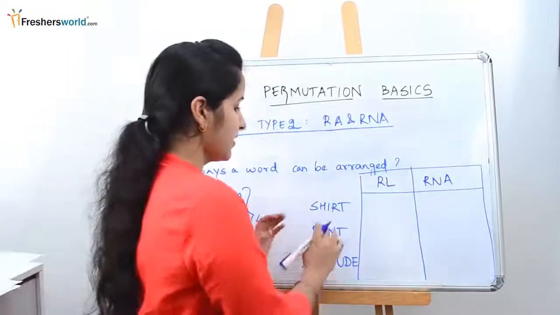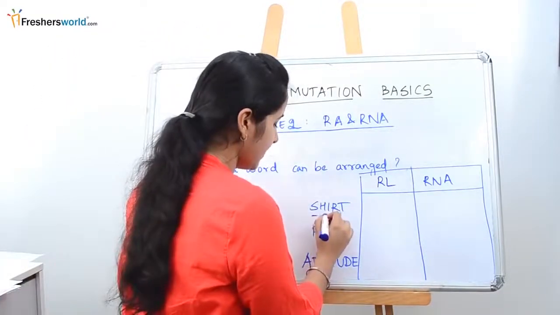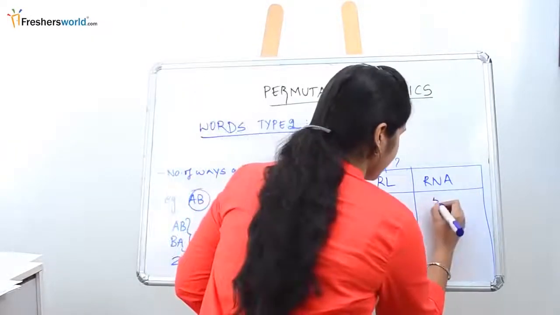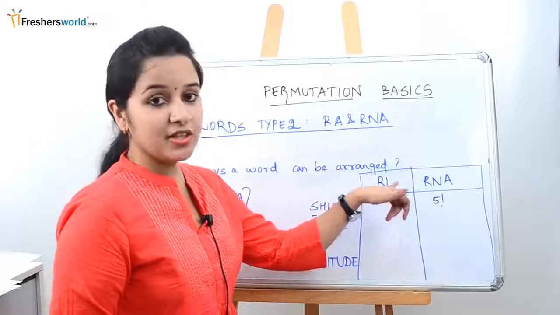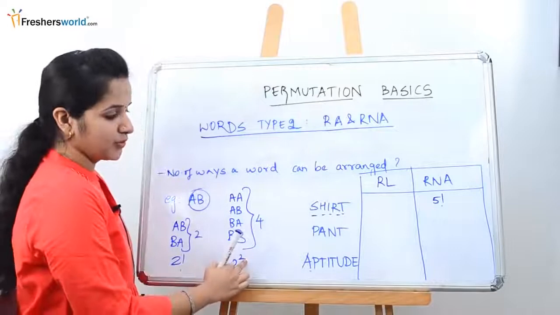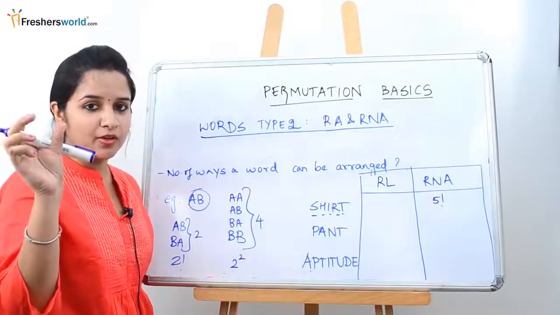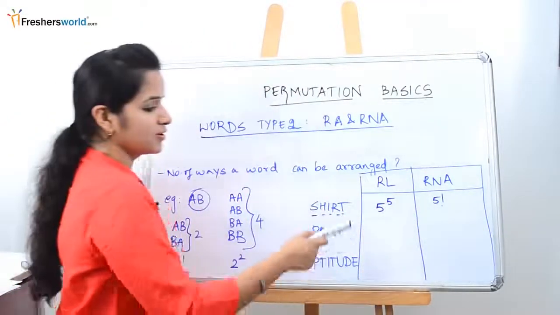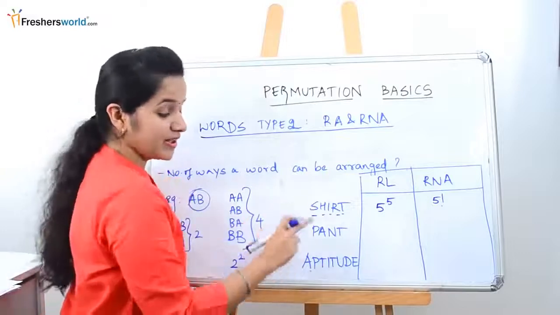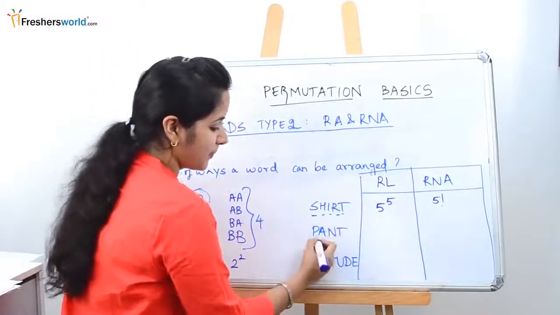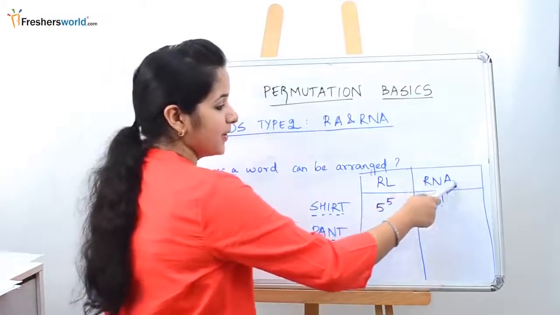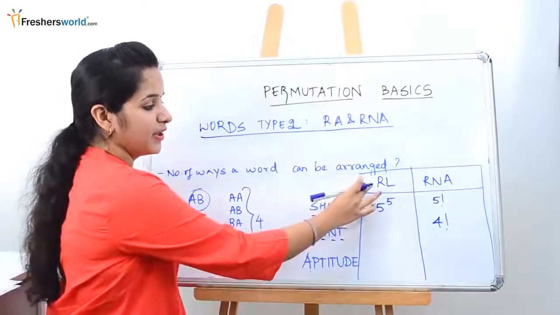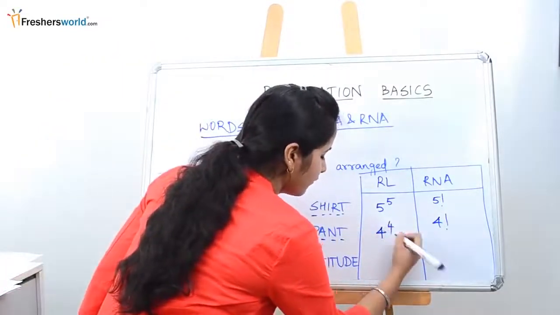Let's take a few examples. Let's take the word shirt. It has 5 letters. In case of repetition not allowed, we can easily say 5 factorial. In case of repetition allowed, it is the number of letters to the power of the number of letters, so 5 power 5. This is the answer for repetition allowed. Let's take another example, pant. Pant has 4 letters. When repetition is not allowed, it is 4 factorial ways. In case of repetition allowed, we do 4 power 4.